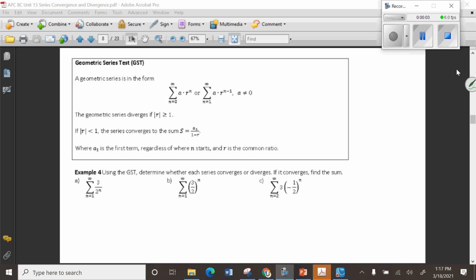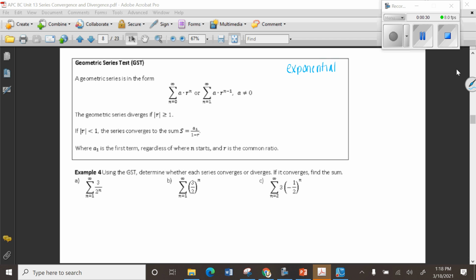Alright, the first test we're going to talk about is the geometric series test. It leads straight from where we were just talking in example 3 about multiply pattern. So a geometric series is just that. It's a multiply pattern, and it can be written exponentially. So when we look at these and we see where n or x would be the exponent, that's going to let us know that it's a geometric series.